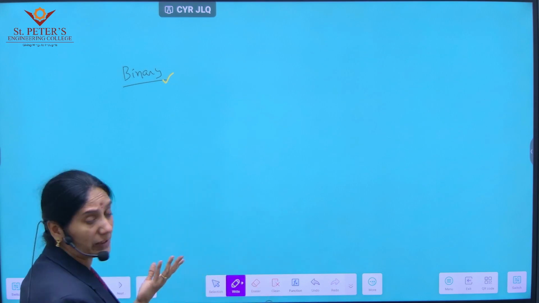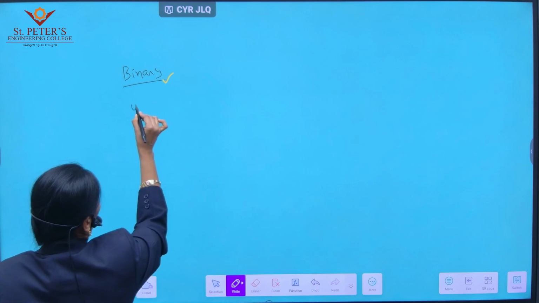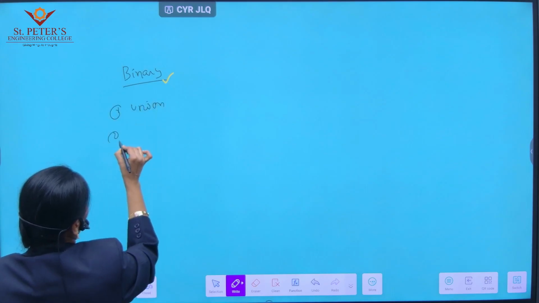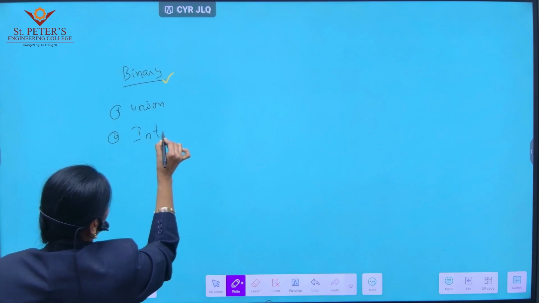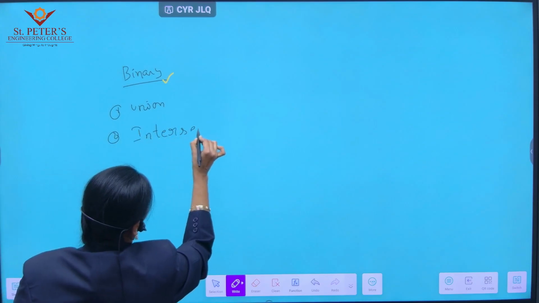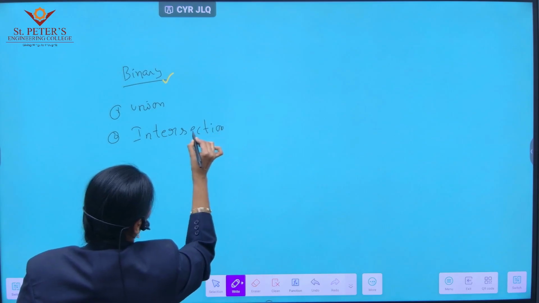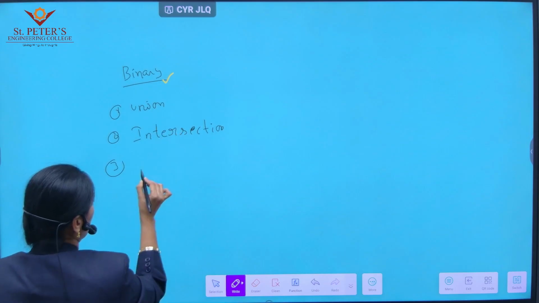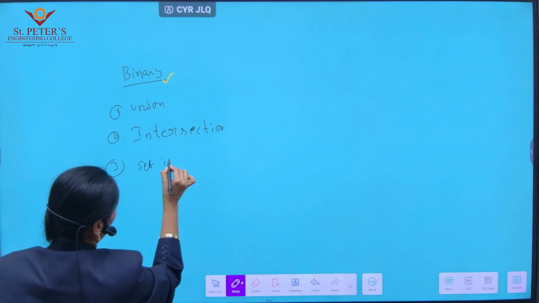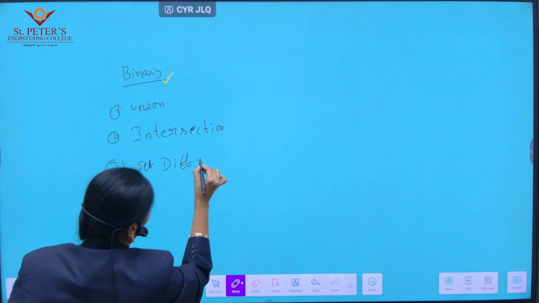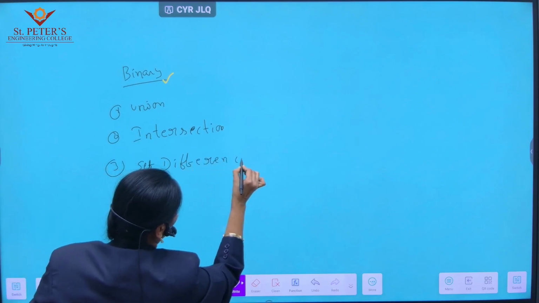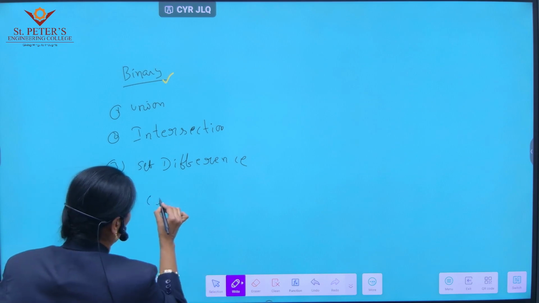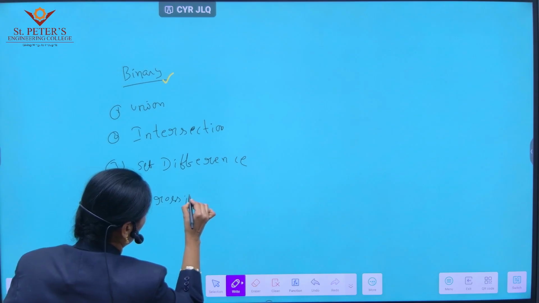What are the different types of binary operations? One is called union, the second is intersection operation, the third is set difference operation, and the fourth is called cross product operation.